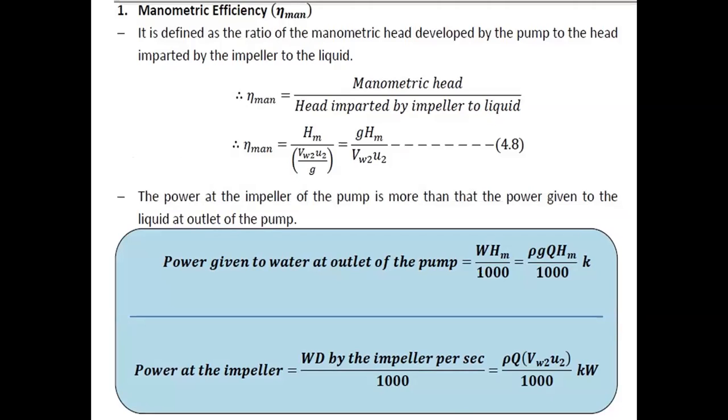The manometric efficiency of the pump is defined as the ratio of the manometric head developed by the pump to the head imparted by the impeller to the liquid. So manometric efficiency equals manometric head upon head imparted by the impeller to the liquid. The manometric head is denoted HM, and the head imparted by the impeller to the liquid is Vw2 U2 upon g. After rearranging, manometric efficiency equals g HM upon Vw2 U2. Here g is gravitational acceleration, HM is the manometric head, Vw2 is the velocity of whirl at outlet, and U2 is the outlet blade velocity.